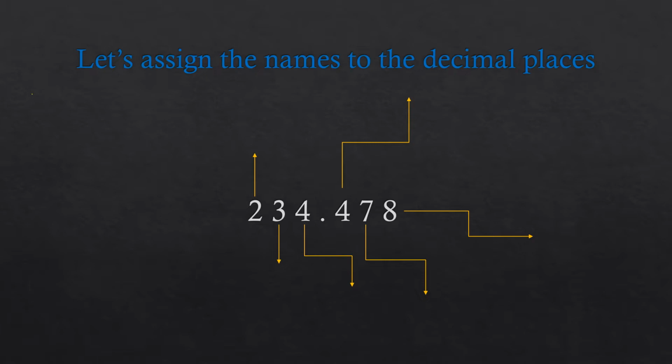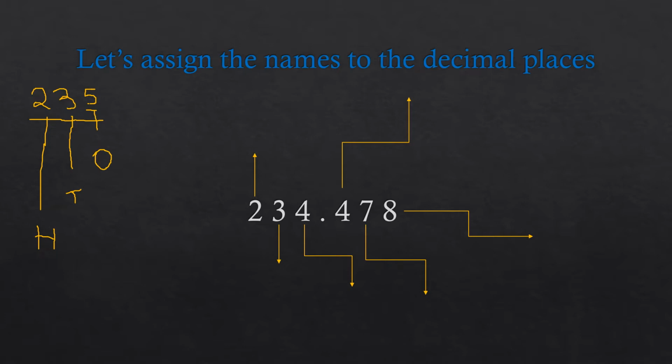Let us assume we are having a number 235. We already know the place of every digit in this number. Here 5 is at ones place, 3 is at tens place, and this 2 is at hundreds place.